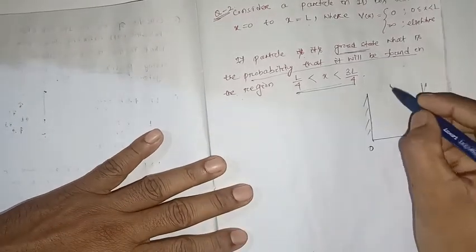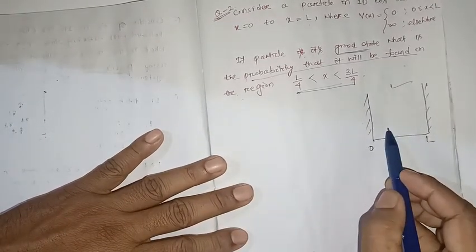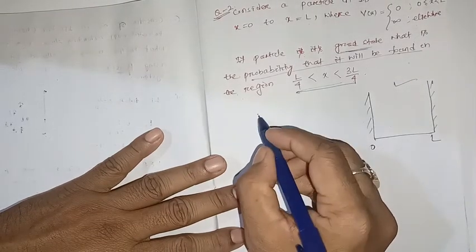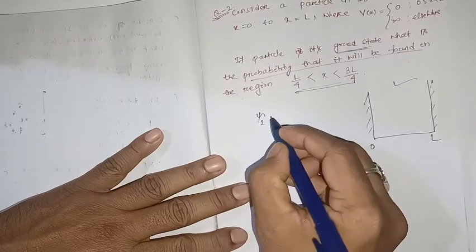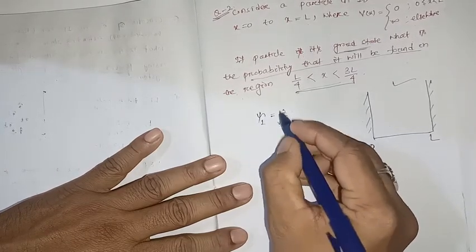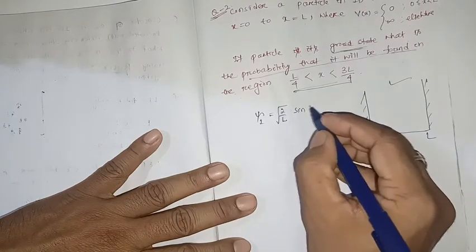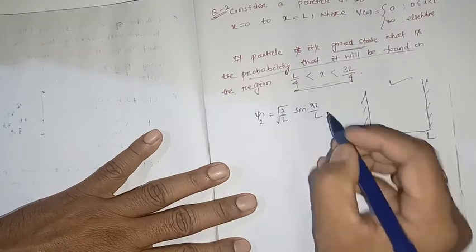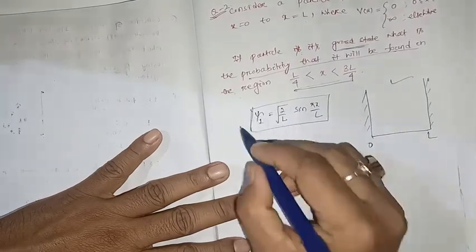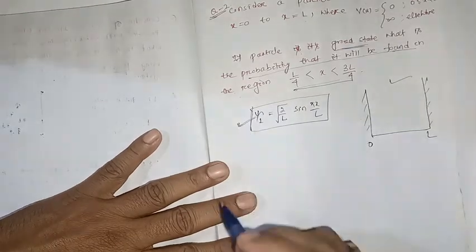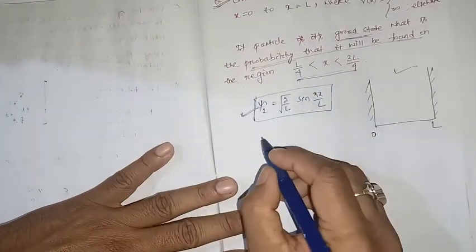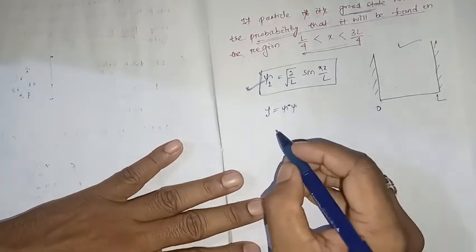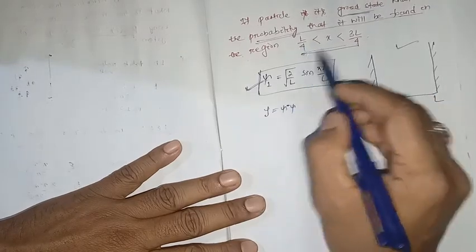So we know that for this case, one dimensional infinite potential, the ground state wave function psi 1 is equal to root over 2 by L sine n pi x by L. So n is 1, pi x by L. This is the ground state wave function that we know. Okay, we have to use this wave function to find out the probability. So probability density rho is nothing but psi star psi. Okay, and we have to find out the value in between L by 4 to 3L by 4.